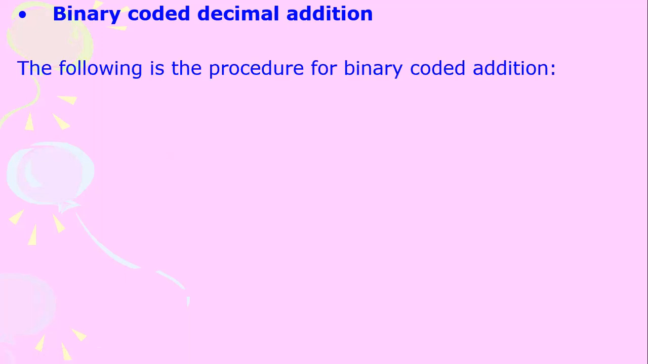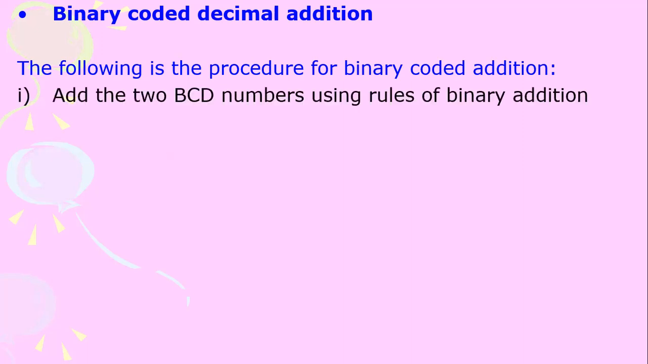Let's now look at binary coded decimal addition. The following is the procedure for binary coded decimal addition. Number 1, add the two BCD numbers using rules of binary addition.